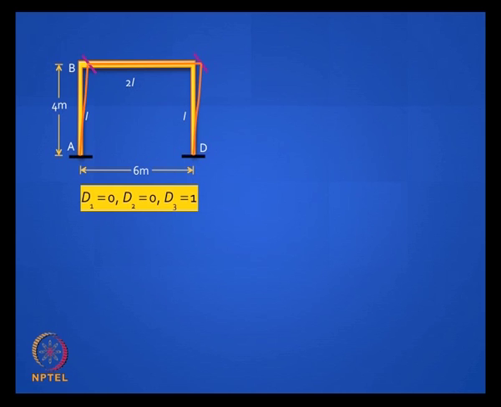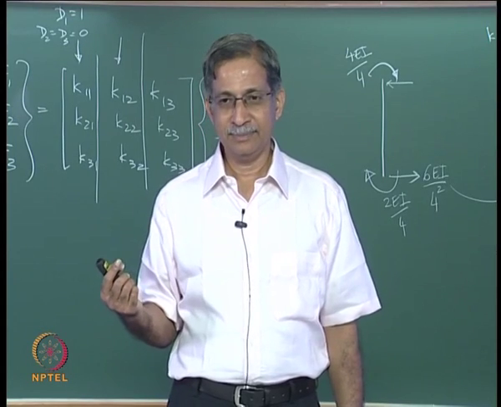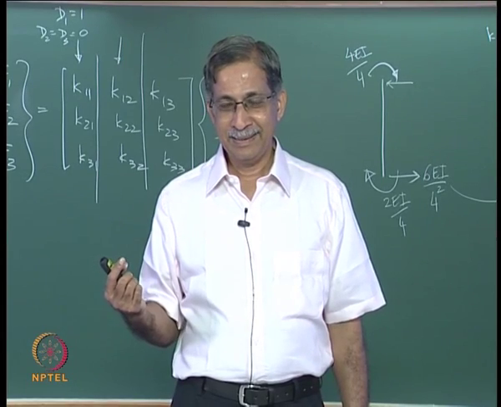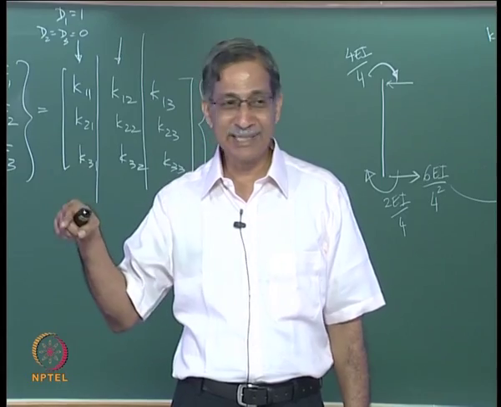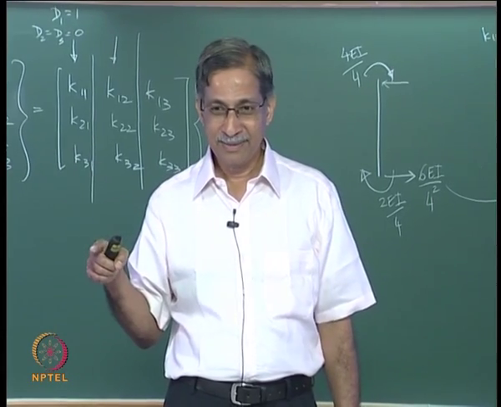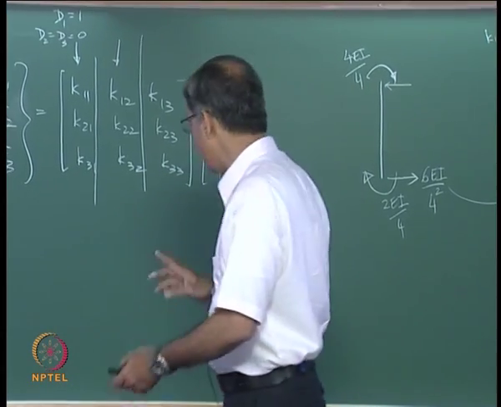Can you calculate K13 and K23? It's like settlement of supports. It's a chord rotation. So what's the moment that you get? K13 and K23. K33 into 6EI by 4, sir, K33 into L by 2, into 1 by 4, because your chord rotation is 1 by 4. So remember this.